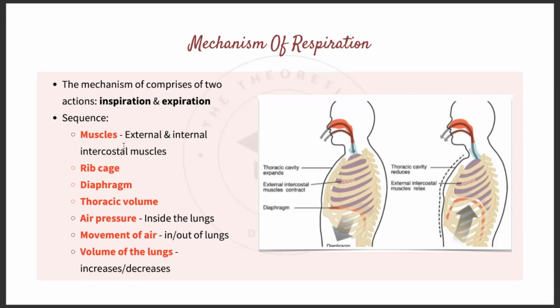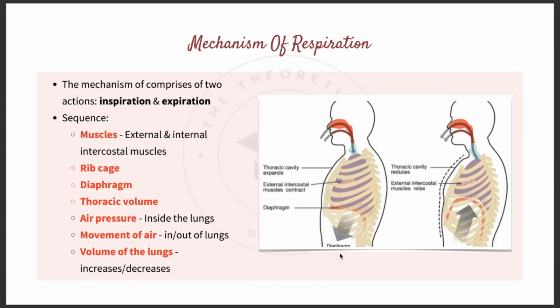First, you talk about a muscle, and you comment on the external and the internal intercostal muscles. What do they do? Talk about the rib cage. Talk about the diaphragm and the thoracic volume, the air pressure, what's it like inside the lungs, the movement of the air, is it coming in or out of the lungs, and finally the volume of the lungs, did it increase or decrease? So let's begin with inspiration.